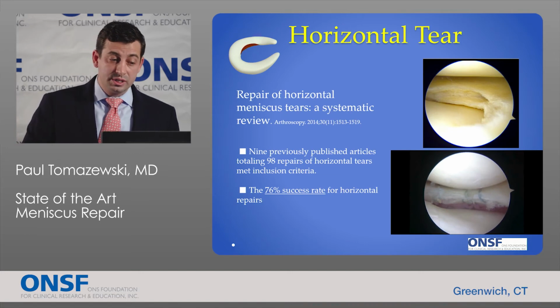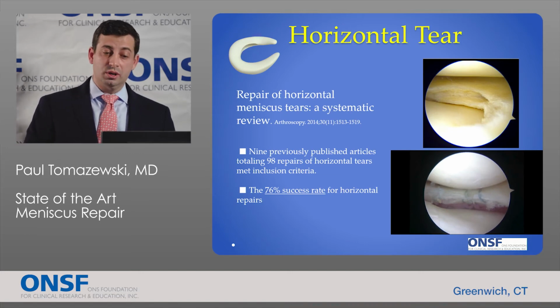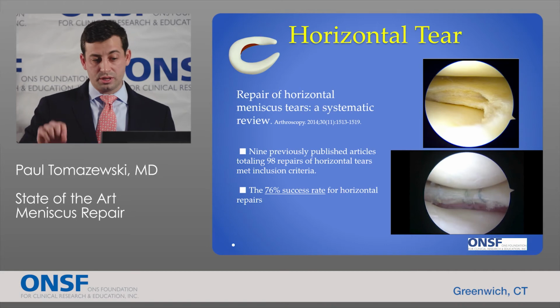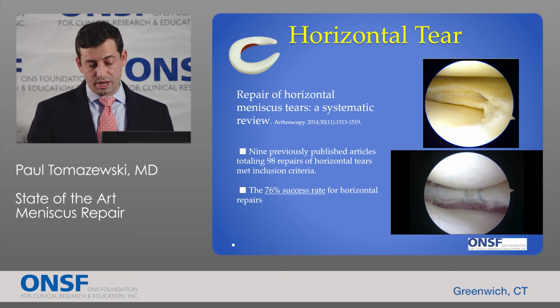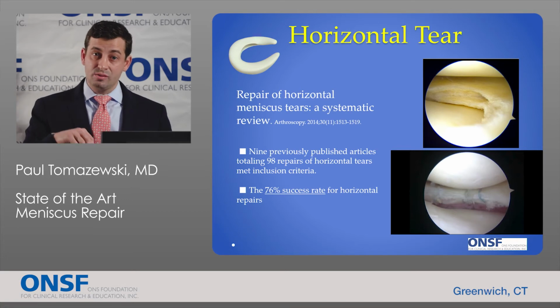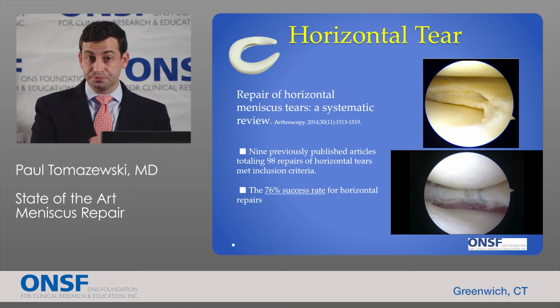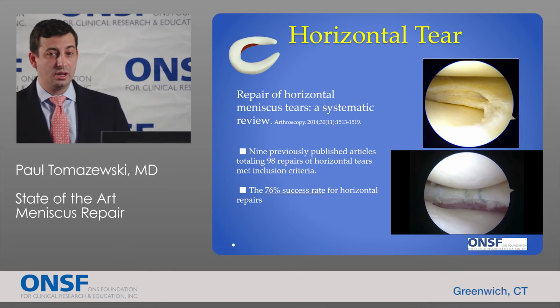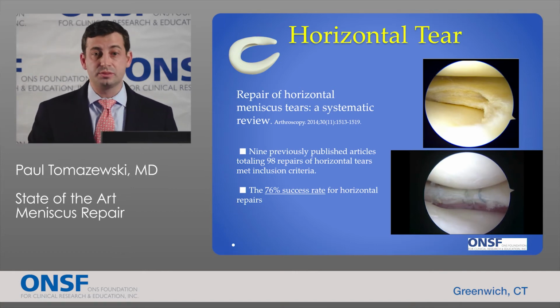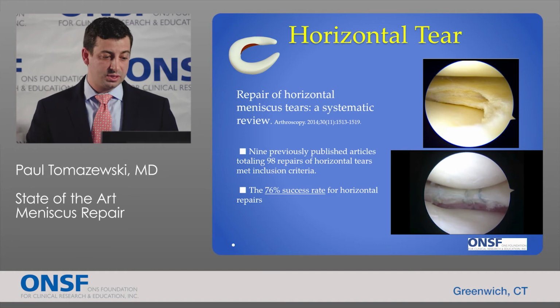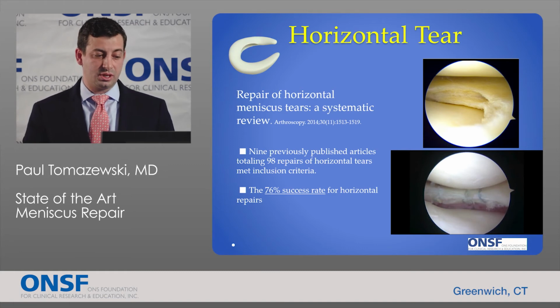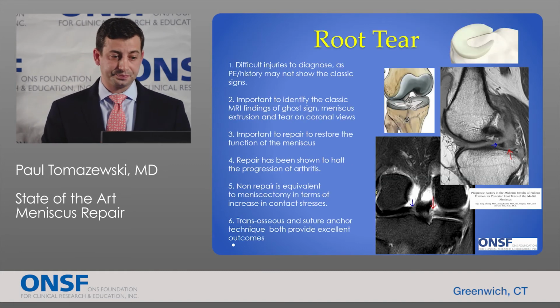Horizontal cleavage tears. Historically, these were meniscectomized because the upper leaflet or the lower leaflet, as you can see on the top right-hand corner, was taken out. Now we do more of almost like a sandwich technique to get those two to heal together, again, to retain as much meniscus as possible. And we have seen about a 76 to 80% success rate in these.